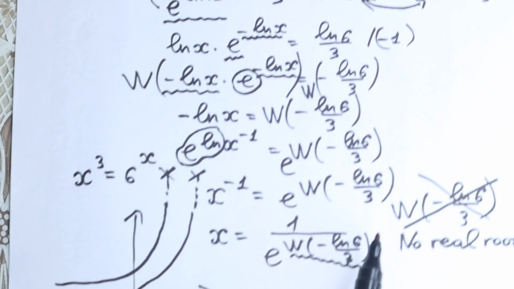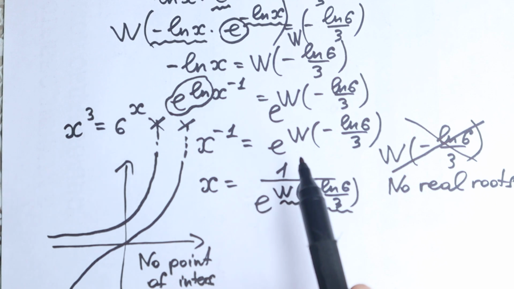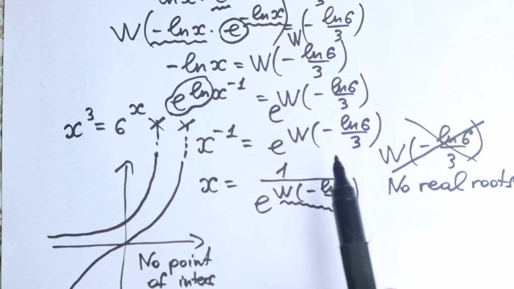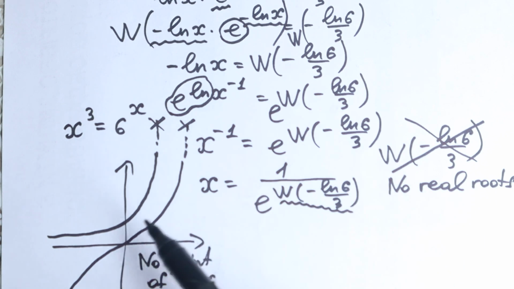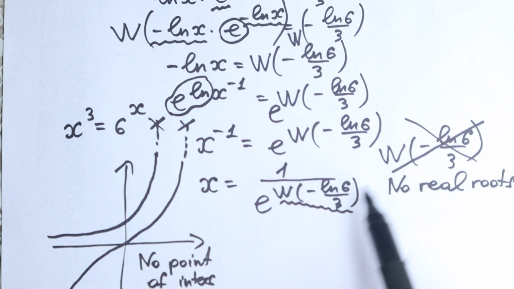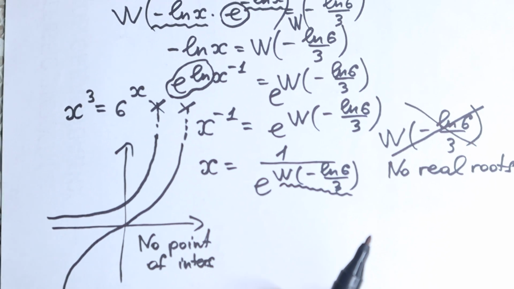Then the steps for simplifying this expression, taking e on both sides, like 10th or 11th grade math, so nothing hard. And as a result, we have no real roots because this is a complex number. So at this point, the Lambert W function does not exist. And of course, our graph.